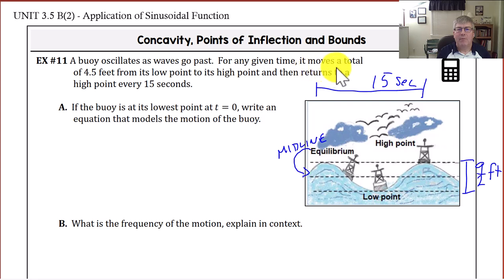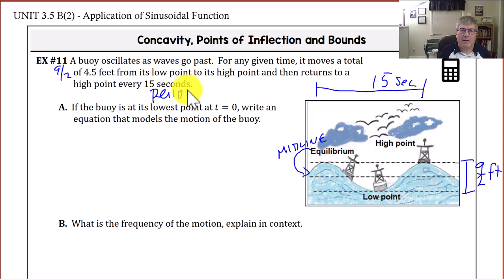So this is kind of the path of the buoy going up and down. For any given time, it moves a total of 4.5 feet from its low point to its high point. That's the total distance it covers from the high point to the low point, 4.5 feet, or as I like to say, 9/2 feet. And it returns to a high point every 15 seconds. So it goes through this cycle, and it takes 15 seconds to go from the low point to the high point and back to the low point again. So our period here is 15 seconds.